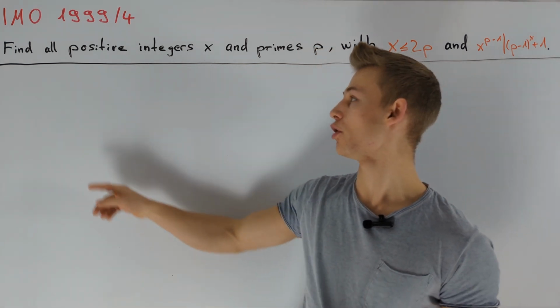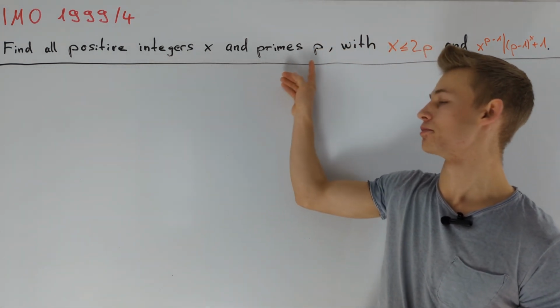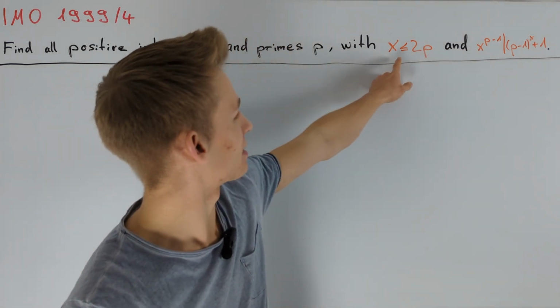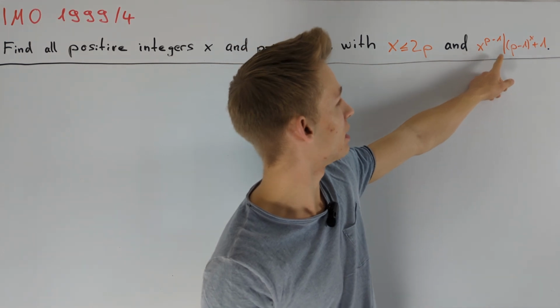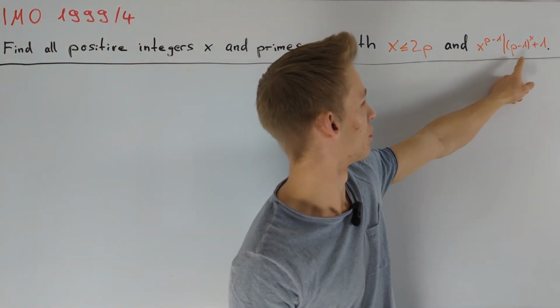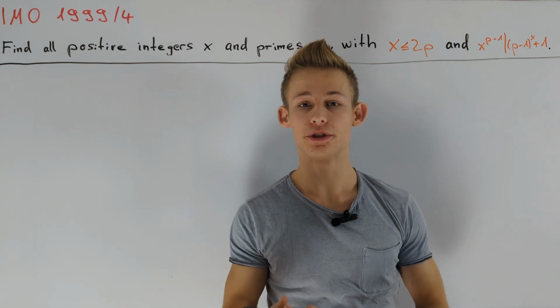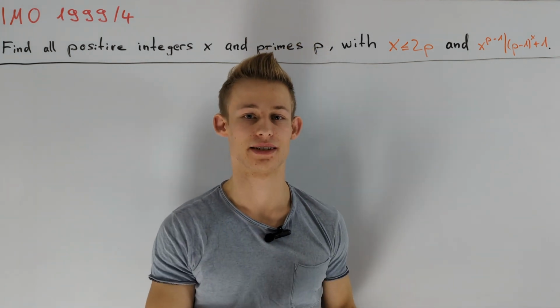We are asked to find all positive integers x and prime numbers p such that x is less than or equal to 2p and x to the power of p minus 1 divides (p minus 1) all to the power of x plus 1. At first, we want to take a look at the smaller cases and after that at the general case.